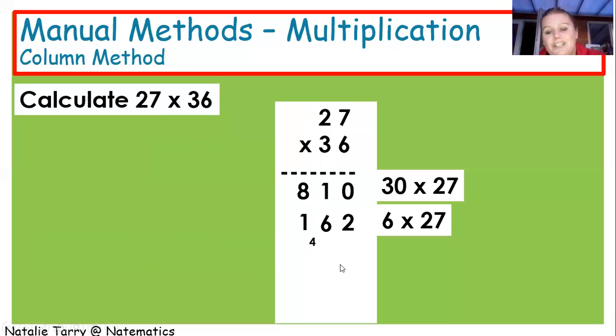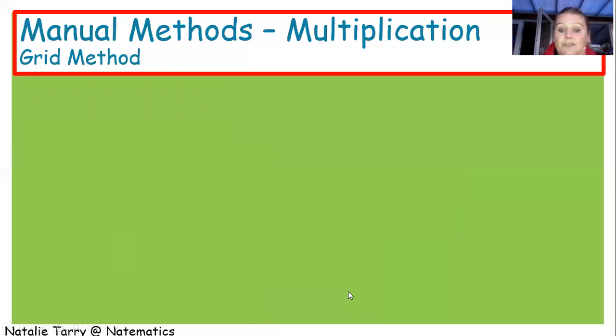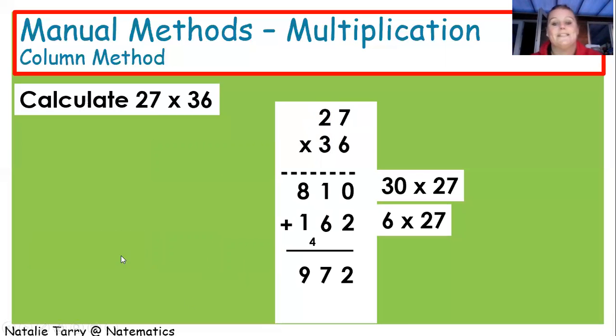So what do we do with these two now? We need to add these two numbers together. So put a line on the bottom, pop the addition in. So what we're going to do is add the 0 and the 2, which gives 2, 1 and the 6 to give 7, and the 8 and the 1 to give 9. So our answer is 972.